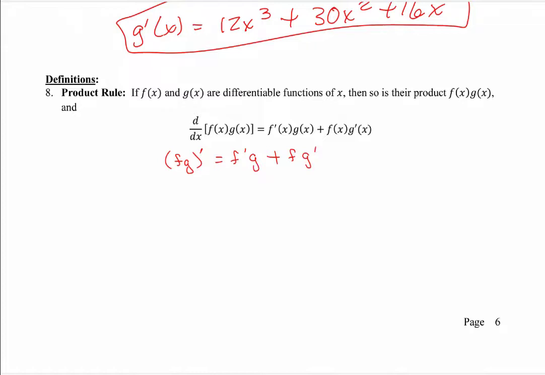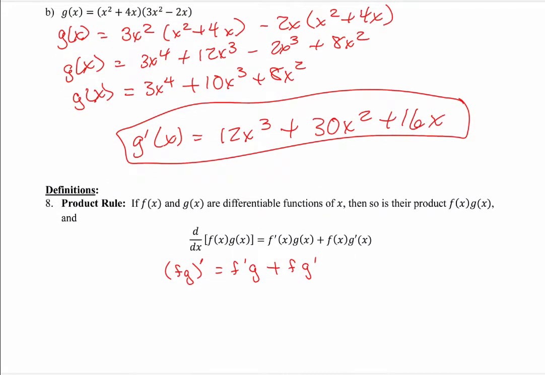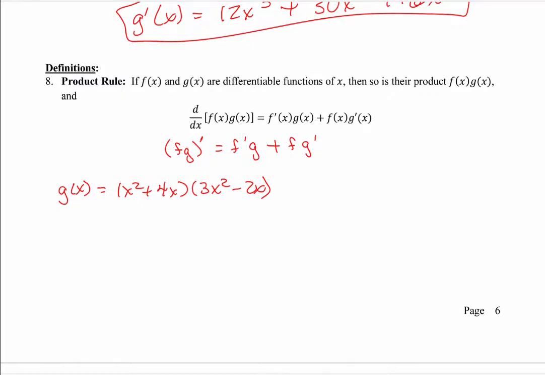Okay? So for this last one, I'm going to go back up here, and I'm going to write down here that g of x is x squared plus 4x times 3x squared minus 2x. So I'm going to write this back down here so that I have enough room. So if I were now to use the product rule on this, then what I do is I say let f equal x squared plus 4x. Then f prime is going to simply be 2x plus 4.